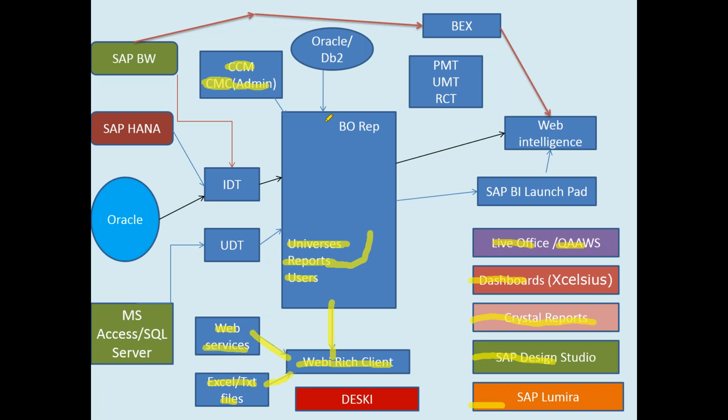There we are going to configure the BO servers. We have multiple services up and running in the backend, which are the Web Intelligence Processing Server, Central Management Server, Crystal Reporting Server, and Dashboard Server. So depending on the tools you are using, those services should be up and running. All of that server configuration will also be covered in this training.